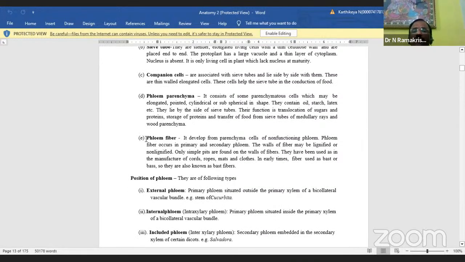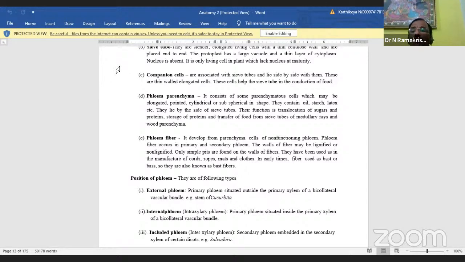And next, now you see, this is phloem fiber. What is the meaning of phloem fiber? These are dead cells of phloem and occur in the primary and secondary phloem. They are elongated cells with interlocked ends and lignified walls. The walls are very simple with bordered pits.